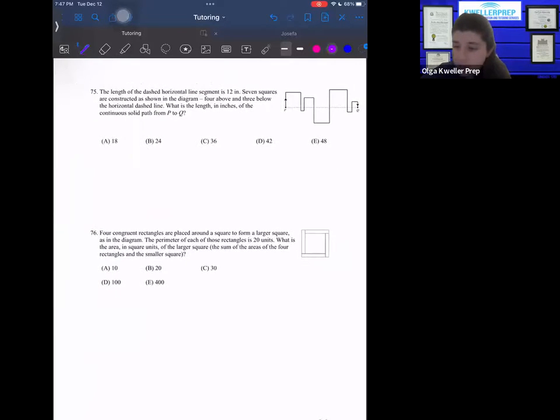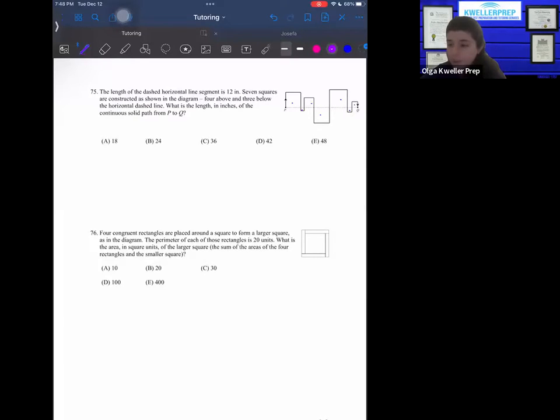Okay, the next one, they tell me that the dashed horizontal line is 12 inches. So from P to Q is 12 inches is what they tell me. And then they constructed 7 squares as shown in the diagram, 4 above and 3 below. Okay, that makes sense. So 1, 2, 3, 4, 5, 6, 7. Okay. And then they want to know what is the length in inches of the continuous path from P to Q?